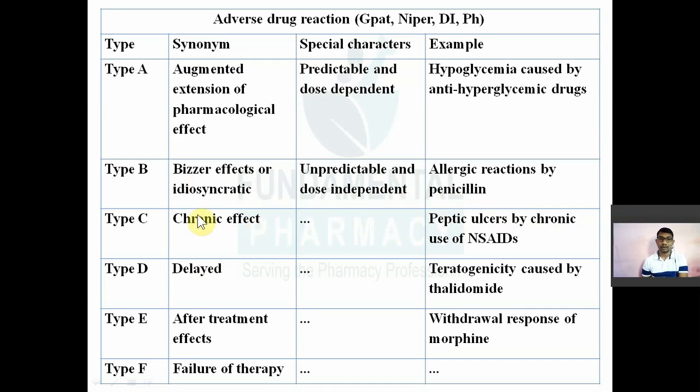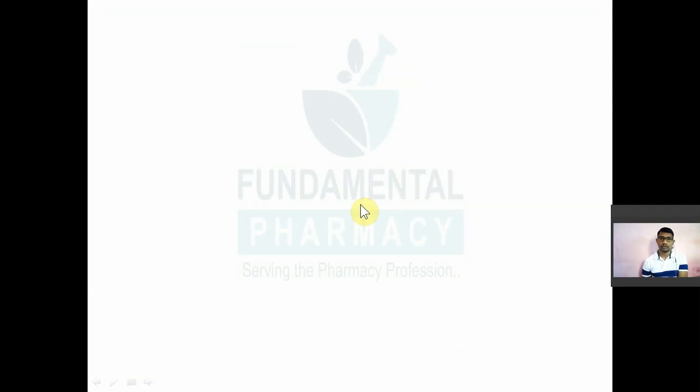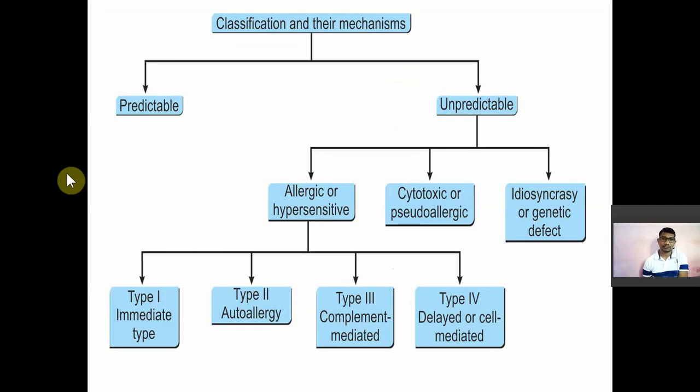Okay, so type B or bizarre or idiosyncratic reactions are nothing but unpredictable and dose independent antigen antibody reactions. Okay, remember the classification of adverse drug reactions and their mechanisms. Again, few adverse drug reactions are predictable, you can predict them. Few are unpredictable, so you cannot predict them.